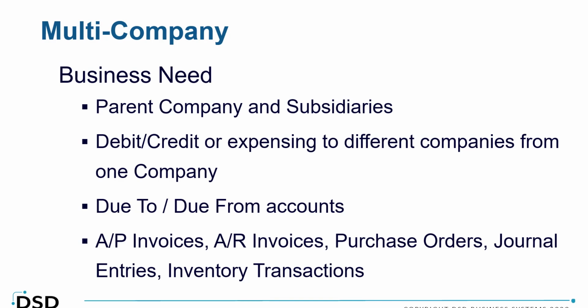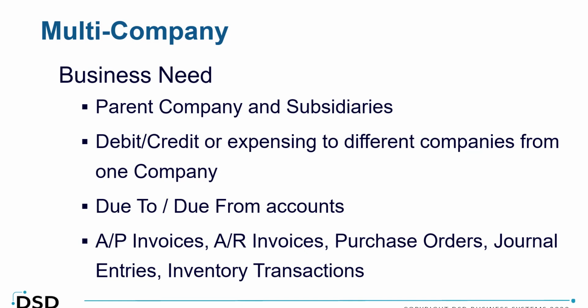The first type and most common type is a parent and subsidiary. In that environment, you have one company that acts as the parent company, and the other company codes we call subsidiaries. That parent company will debit or credit to the other company codes. So if your company is ABC and you have 50 other companies and 20 of those are the subsidiaries that you want to have the parent company to debit or credit, then you would set up those 20 subsidiaries. That's the first and most common scenario for multi-company.